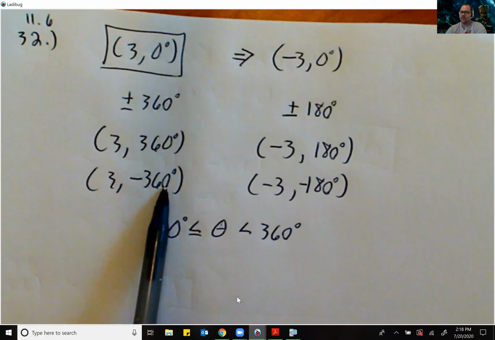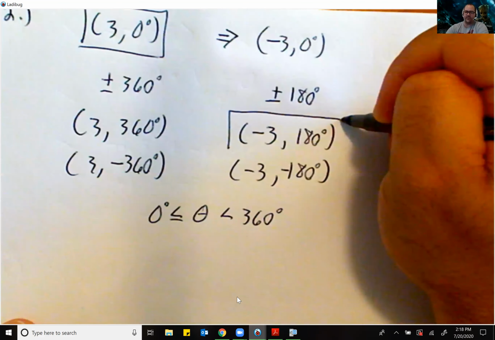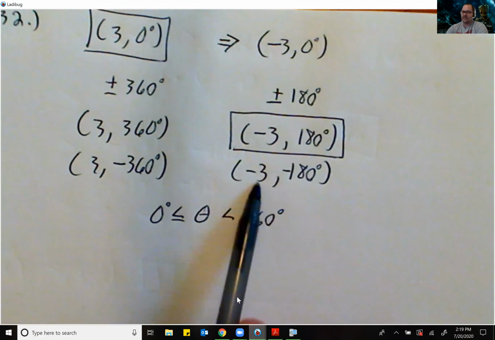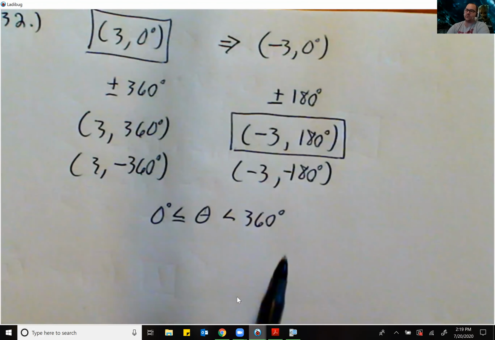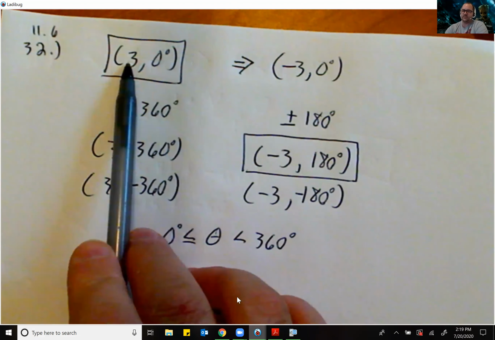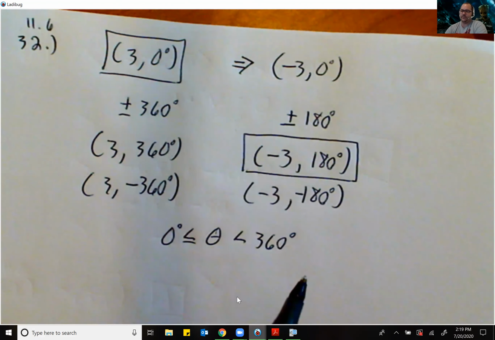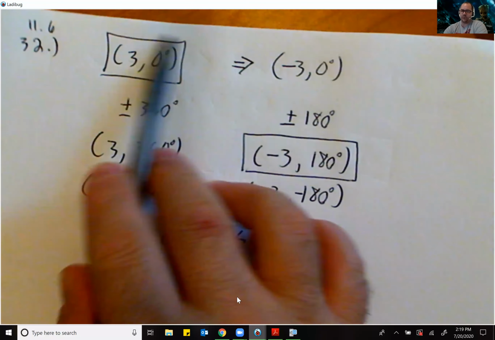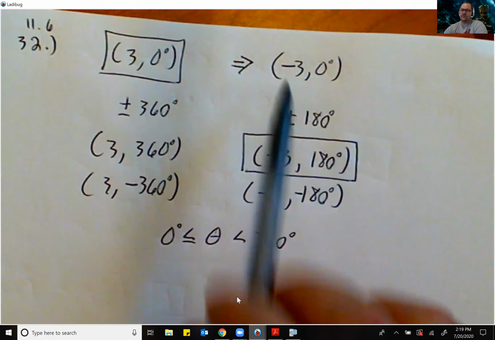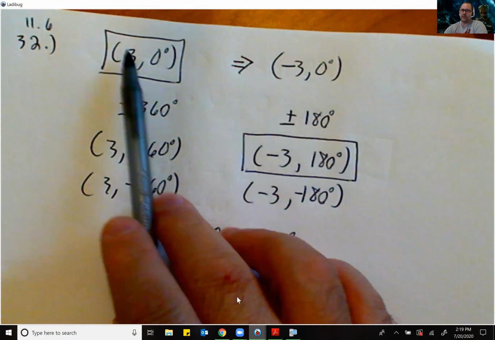We come over here. Is 180 between these two? Absolutely. That's the other angle they want. Is negative 180 between there? No. So these are the two angles they're actually looking for: 3, 0 degrees and negative 3, 180. This is the original polar coordinate point. This one is based off of the opposite of that original radius.